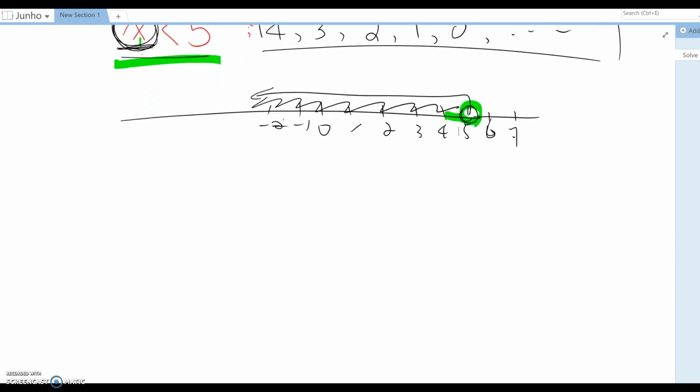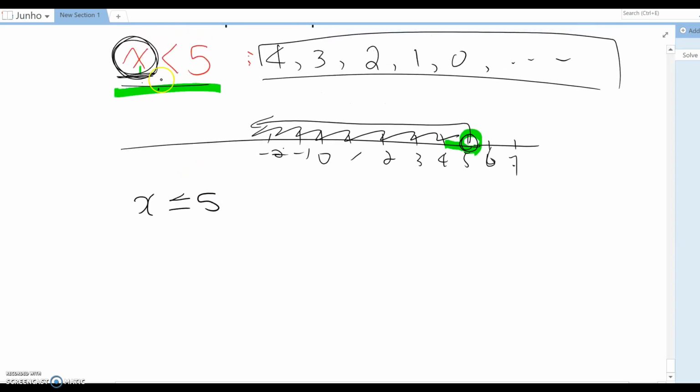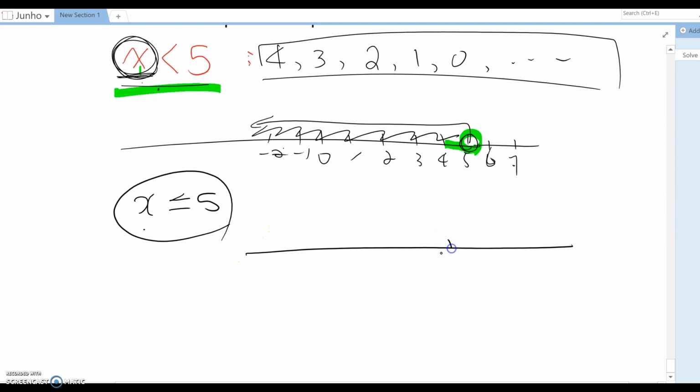However, if the question is x is less than or equal to 5, compared to the previous question, the only difference is that this one doesn't have an equal sign, but this one has. So the answer area will be the same, but the difference is when we set the 5 here, it becomes a closed dot going to the left side. It's because x also can be 5, so it is the terminating value, unlike the previous one.